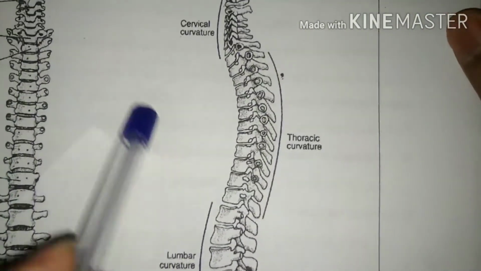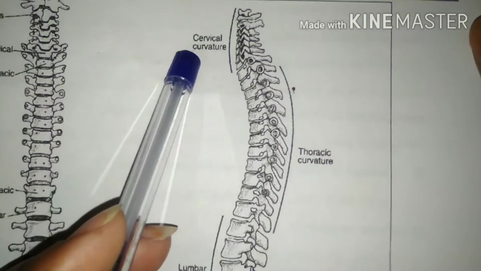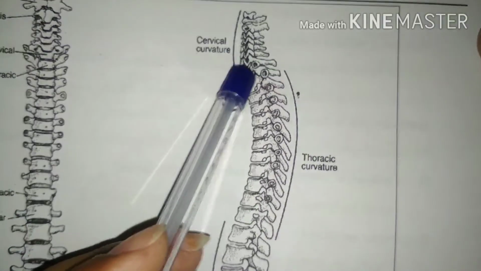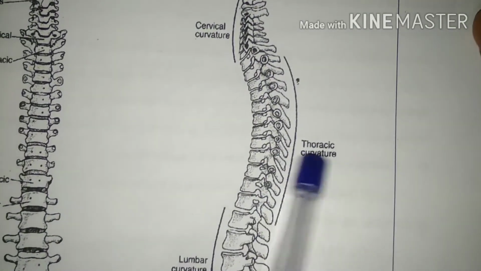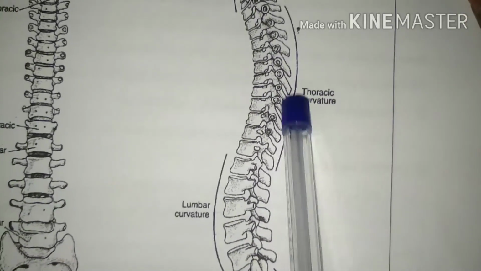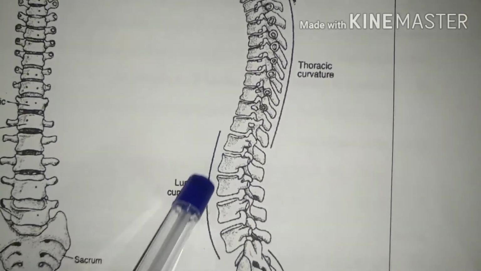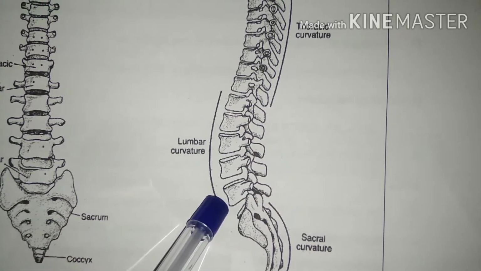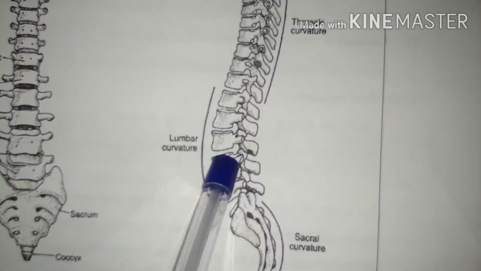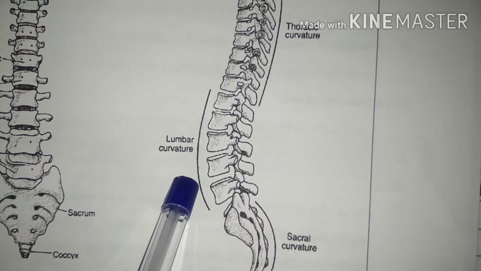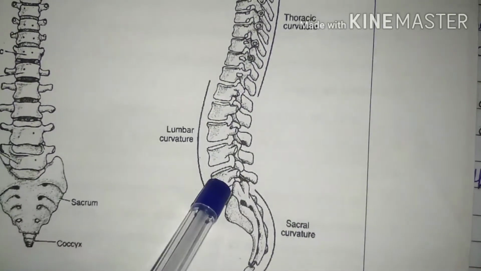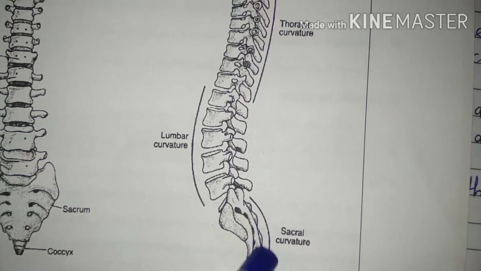Let's see the curvature of the body. First curvature, cervical curvature, which represents the neck region. Second, thoracic curvature, which represents the thoracic region. Third, lumbar curvature. It is a special curvature because it is responsible for bipedal locomotion and body posture. It means in erect condition. And fourth curvature is sacral curvature.